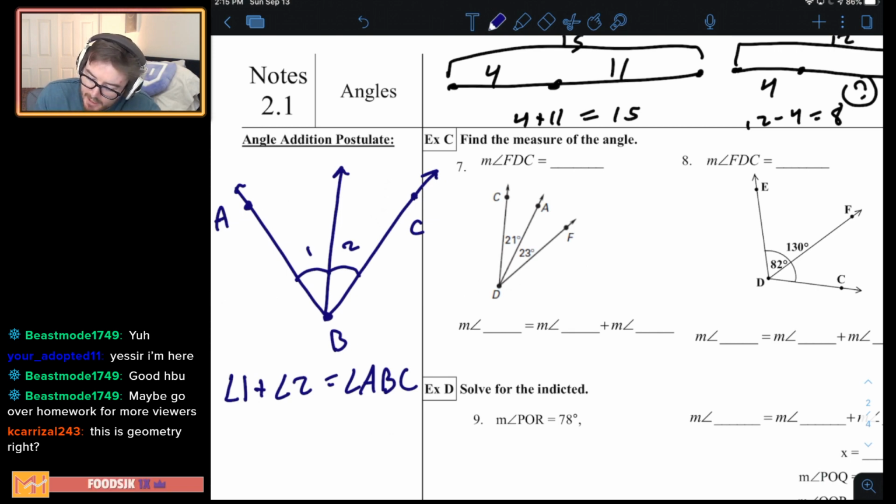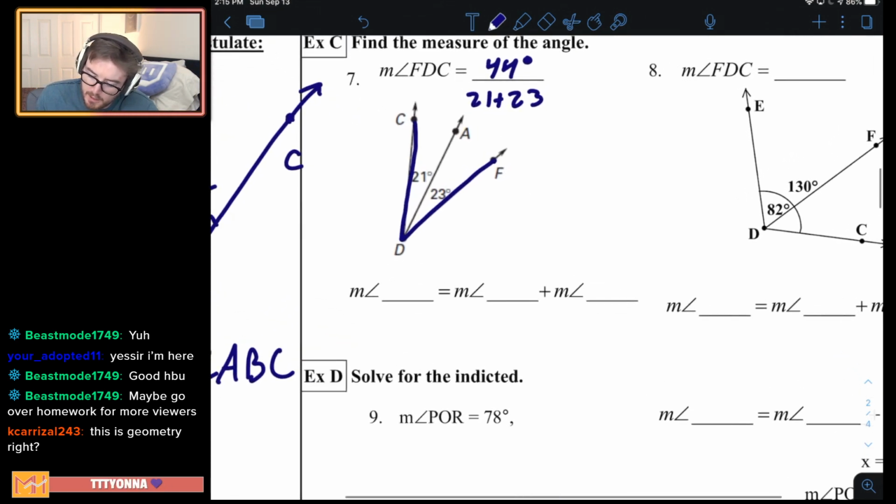So with that being said, how big is FDC? It's just a combination of 21 and 23. Easy. It's 44 degrees large. If we were to fill in this equation right here, what we're saying is that angle FDC is the sum of the 2 small ones, ADC and ADF.